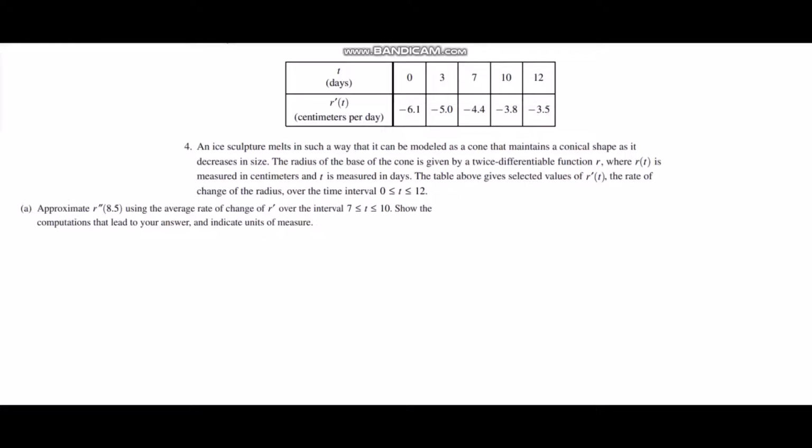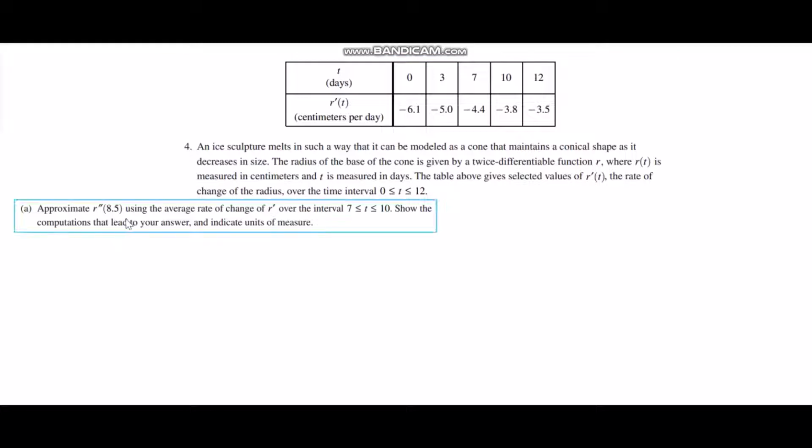I'm going to go over free response question number 4 from the 2022 AP Calculus BC exam. For this problem, we're told that an ice sculpture melts in such a way that it can be modeled as a cone. So I guess it's an ice cone. And the radius of the base of this cone is given by the function r. In this table here, we have some values of r prime, the first derivative of r.